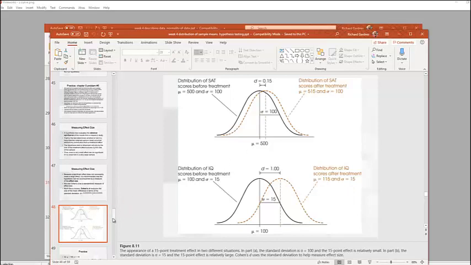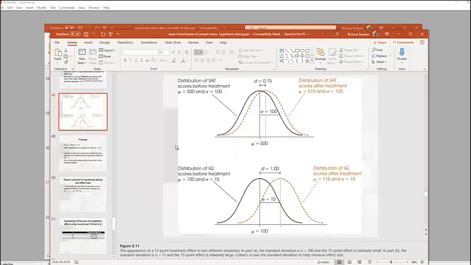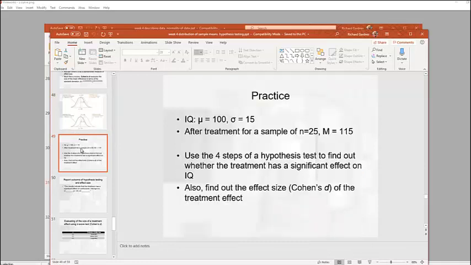Oh, I hate these graphs. They're confusing. I don't want you to look at them. Turn your heads. All right, so here we go.